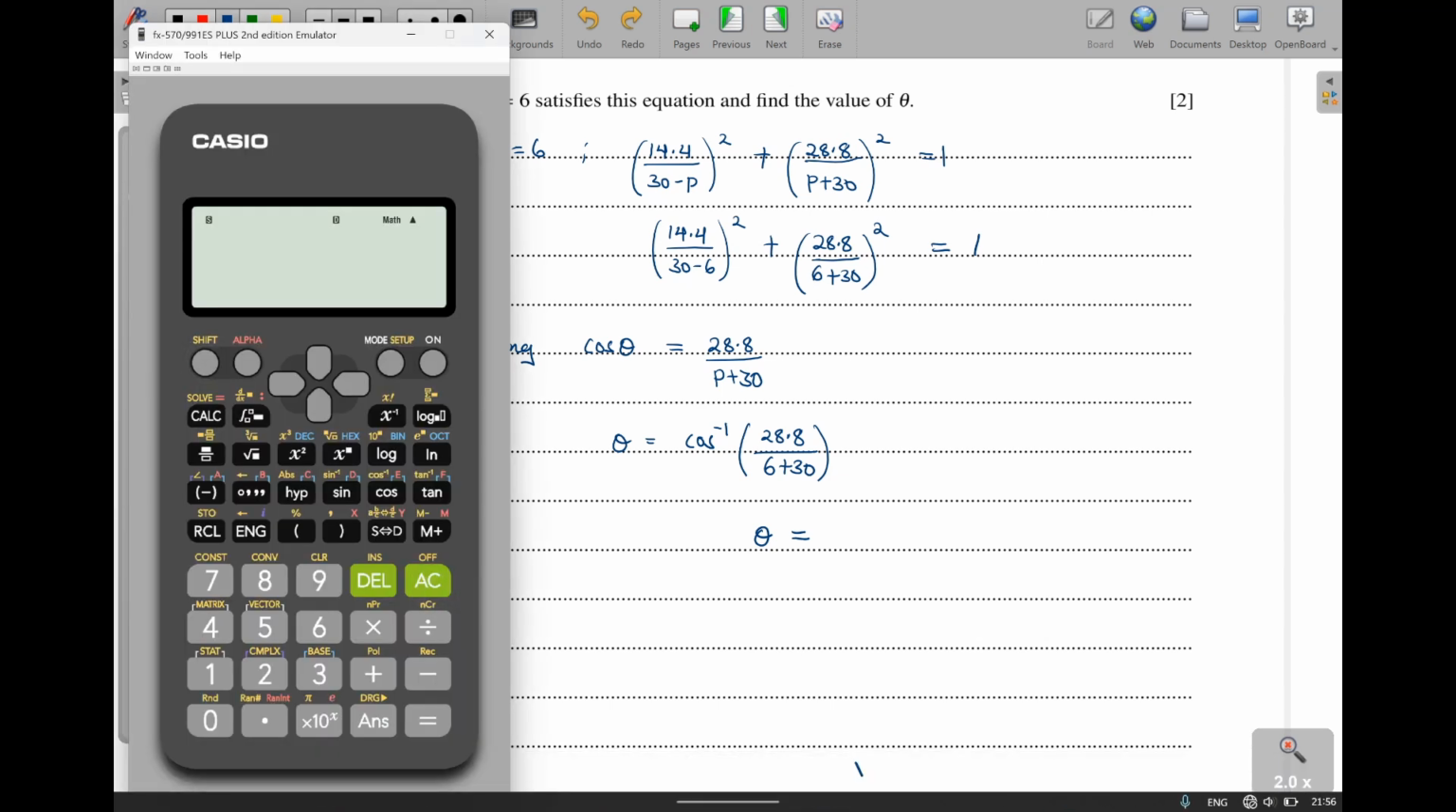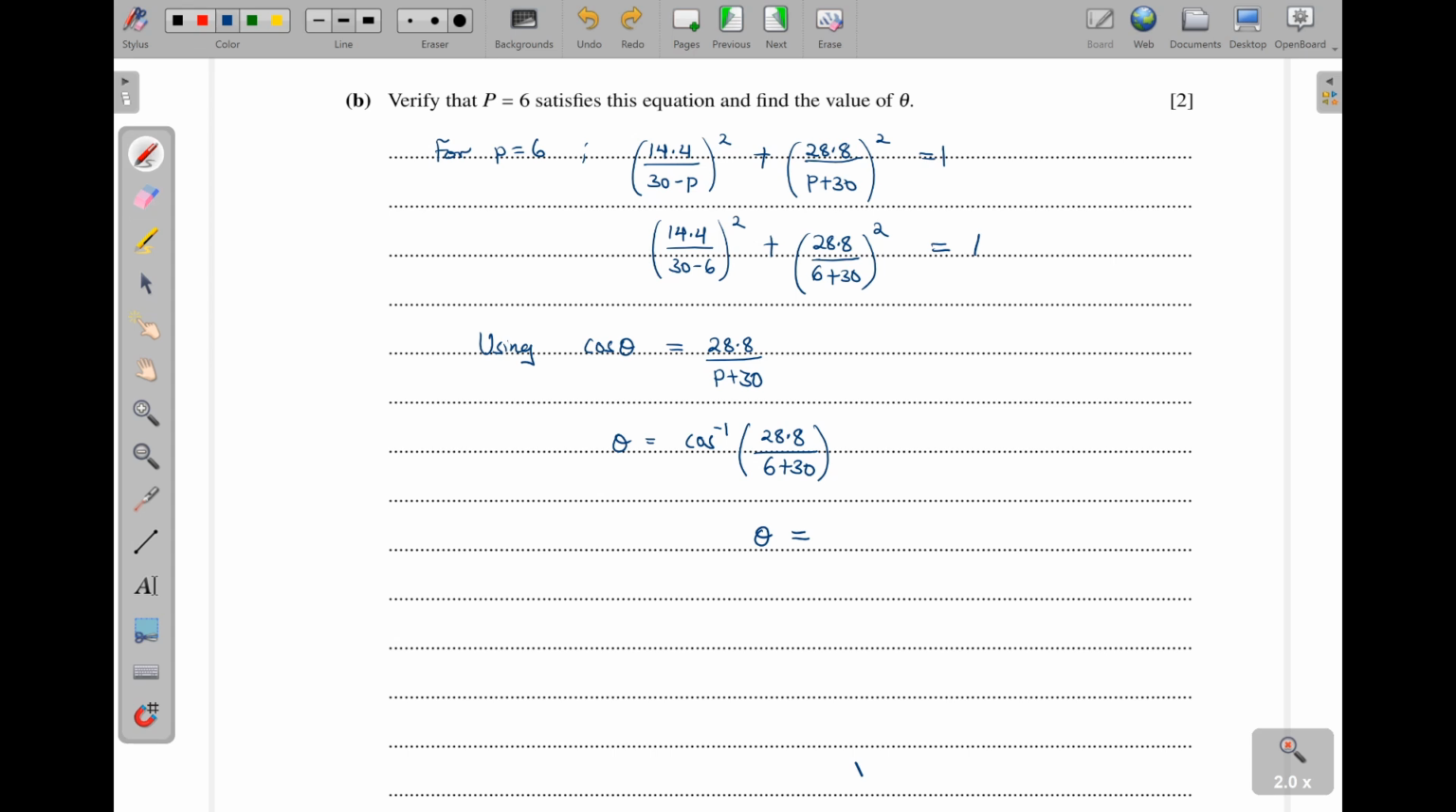The arc cos of 28.8 divided by 36. And this one gives us 36.9 to 1 decimal place. As simple as that. Question 4.